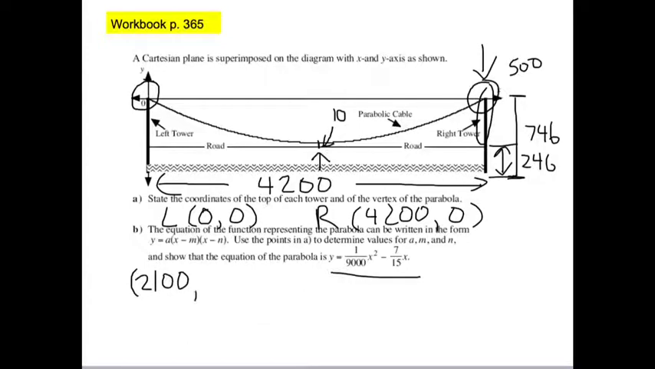The y in this case is going to be a little bit weird, but remember, the towers themselves are 500 feet tall. And it says here that the cable is 10 feet above the road at the lowest point. So 500 minus 10 is going to be about 490. Now keep in mind here, this is the origin. Everything underneath it is going to be negative, so it's going to be negative 490. So that is going to be your y value of the vertex.